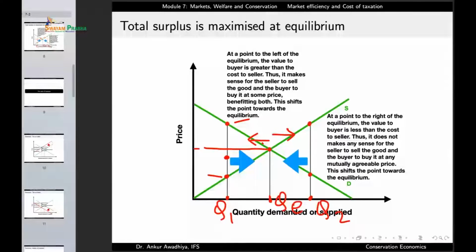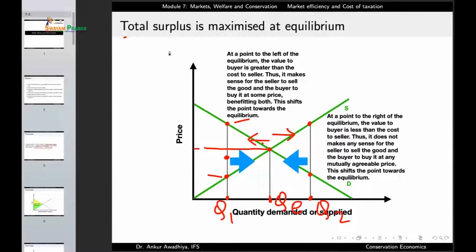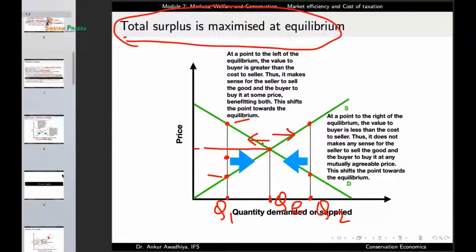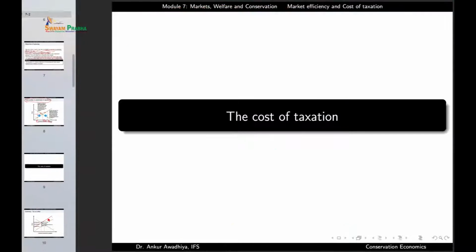Which means that in planning, when we were trying to maximize the total surplus, then we should aim to reach the point of the natural equilibrium that is determined by the point of intersection of the demand and the supply curves. What we are saying is that the total surplus is maximum at the equilibrium, and this is what we should be aiming at during the planning process. So, total surplus is maximum at the equilibrium. With this understanding, let us now try to explore the cost of taxation.